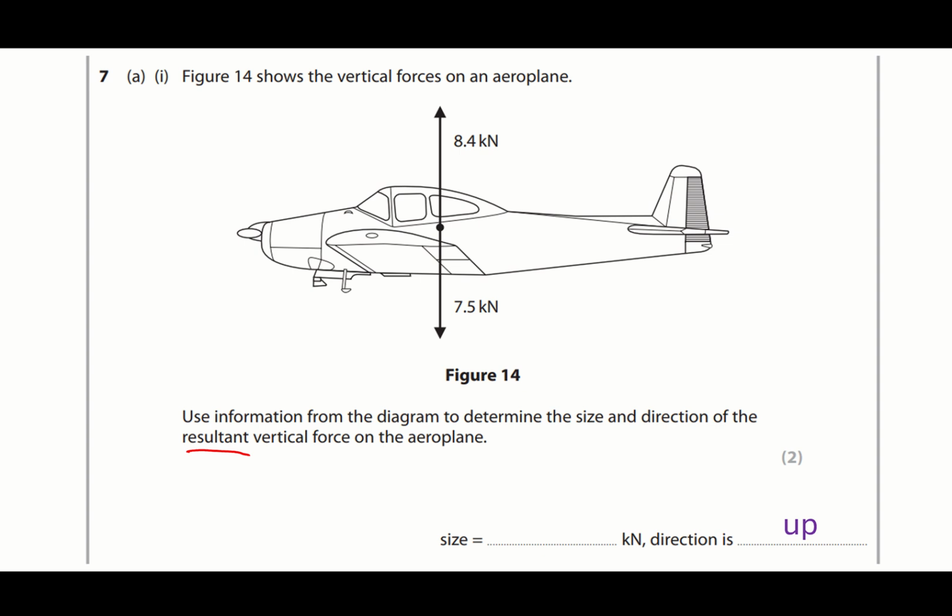So it's going to go up. We know that for a fact. 8.4 minus 7.5 is 0.9 up. And that's because we've got more going up than down. So a nice simple question on the higher tier.